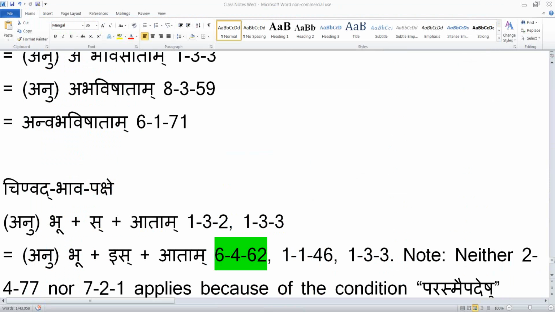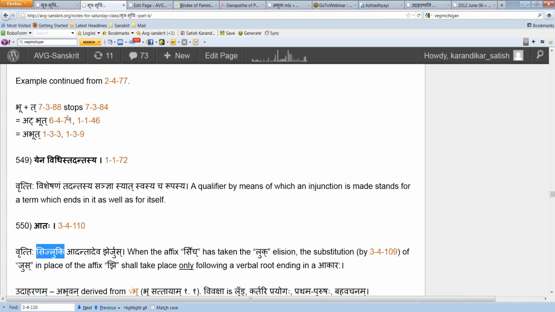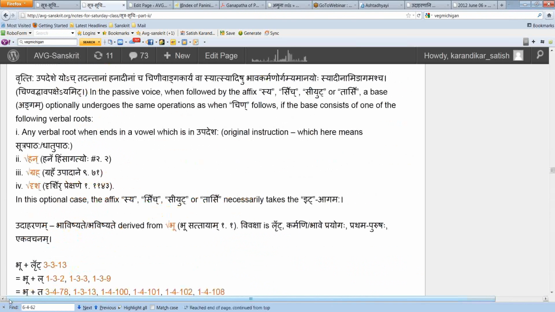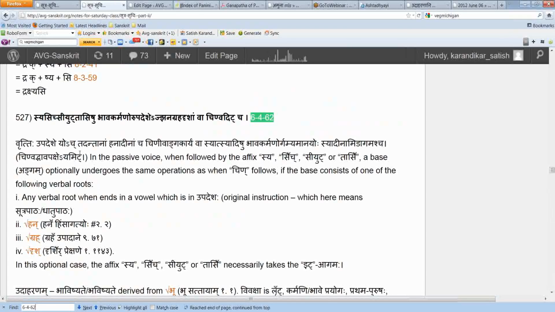So 6462, and it's a complicated sutram, but this is the last form in this book. So I thought we'll end on a complicated note. So here we go, 6462 for you. Chinvad bhavaha, chinvad optionally. So it says: sya sich siyutta sishu bhavakarmano upadeshe ajjana griha drisham vachinvadicha. So upadeshe yo ach which is in upadesha, tadantana, dhatu ending in such an ach, or hanadinam cha, this han griha drisha, chini iva angakaryam, as if chin is following.